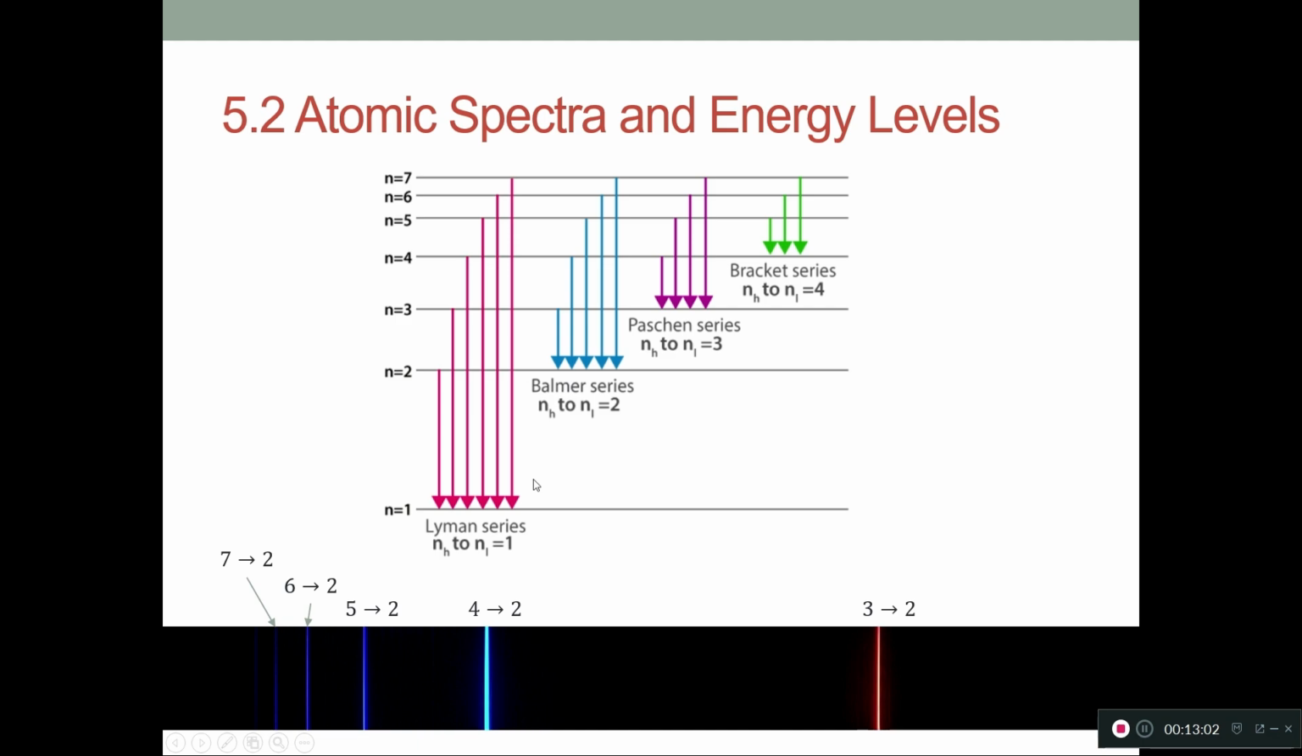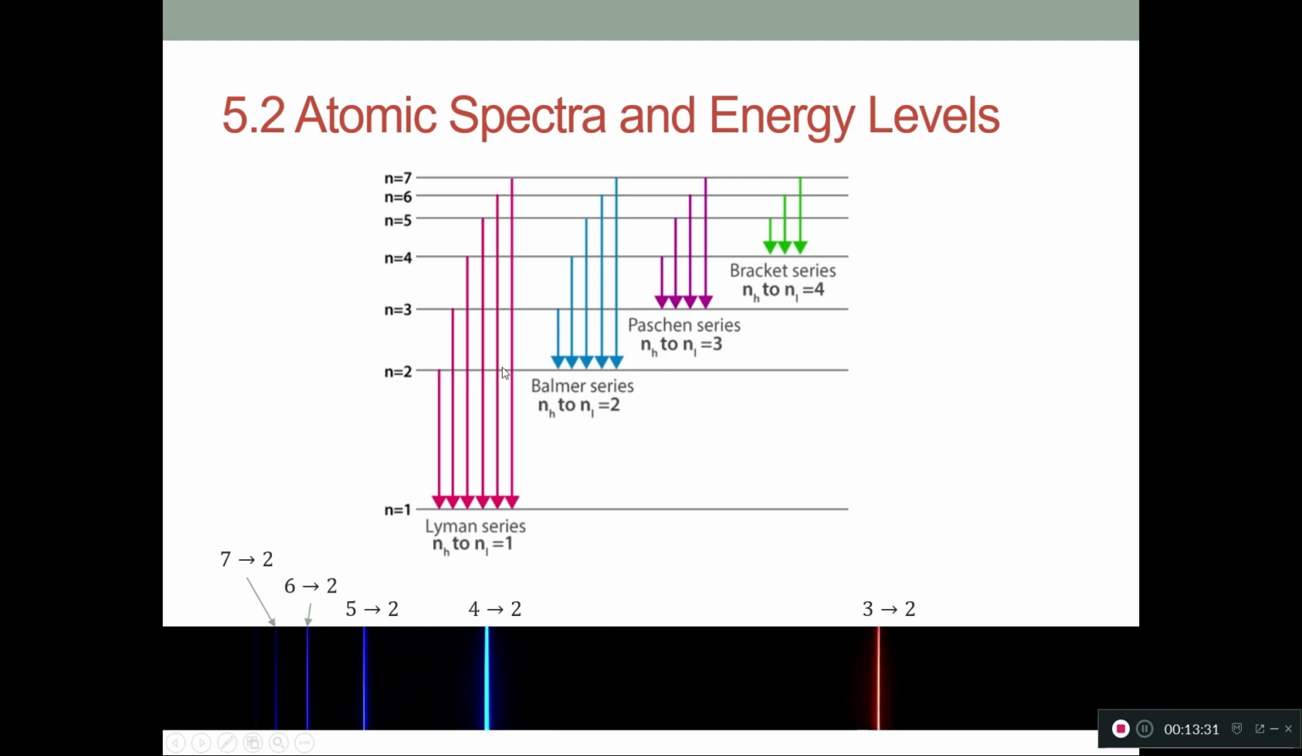So for instance, from this n equals 1, we can go from 2, 3, 4, 5, 6, and 7, or we could go from 3, 4, 5, 6, and 7 down to 2, or 4, 5, 6, and 7 down to 3, and so on. And for the hydrogen atom, they have these different names for it. What we see in our hydrogen spectrum in the visible light is actually from what's called the Balmer series here.